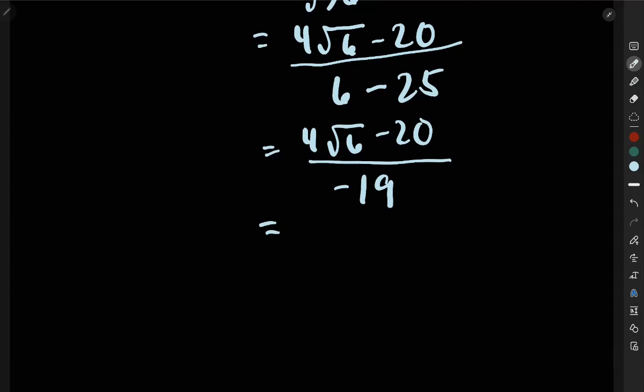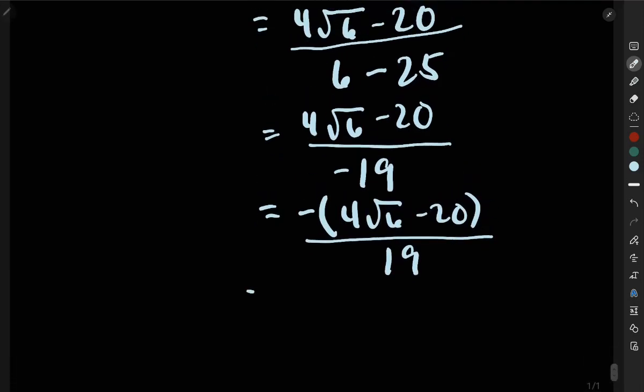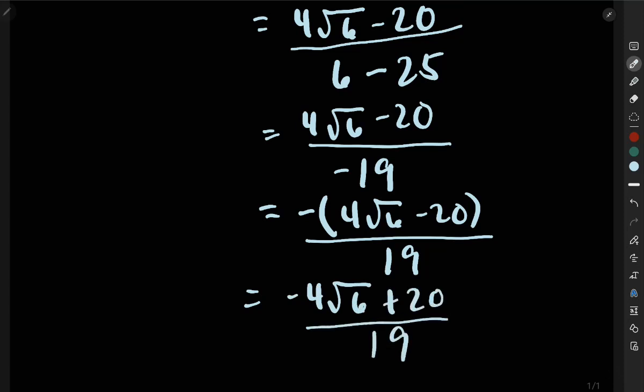Now there's no more square root at the bottom, but there is a negative sign, so it is not good to write a negative at the bottom. So we always transfer that on top. So it becomes negative 4 square root of 6 minus 20 over 19. So we just transfer the negative sign of 19 to the numerator. And that is allowed to do. So we're going to distribute the negative sign, so it becomes negative 4 square root of 6 plus 20 over 19. And this is the final simplified form.